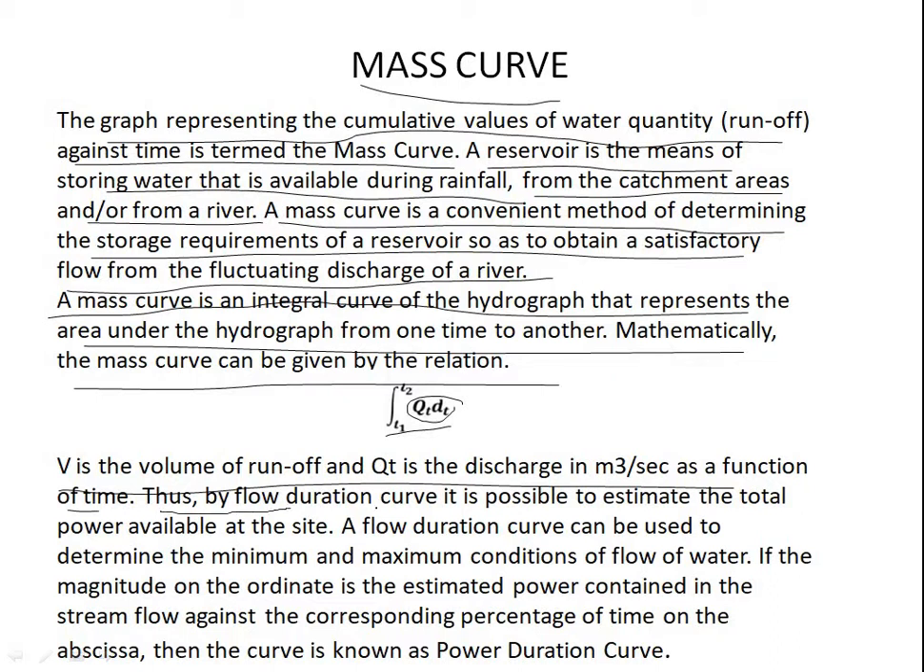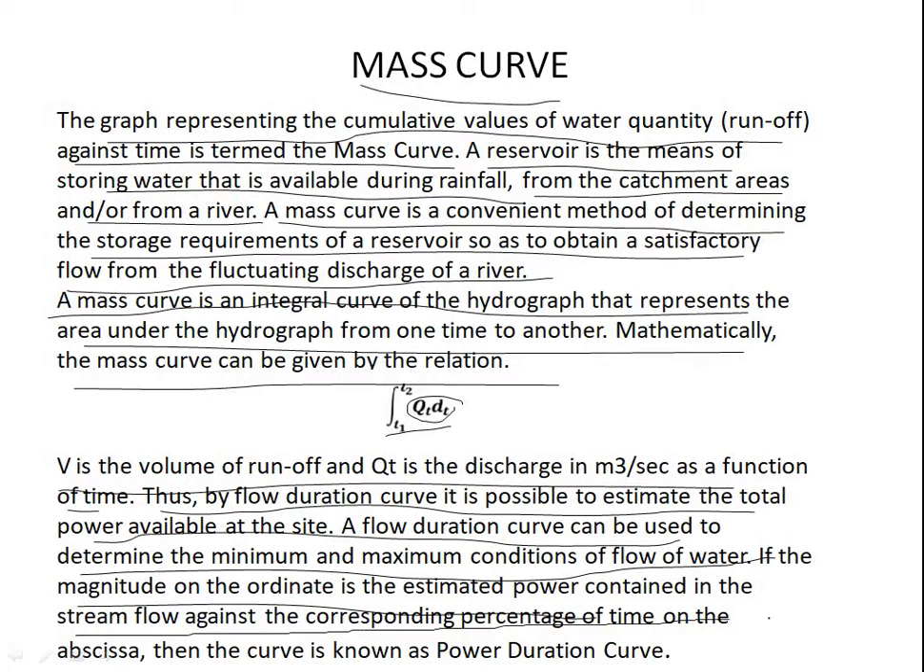Thus, by the flow duration curve it is possible to estimate the total power available at the site. A flow duration curve can be used to determine the minimum and maximum condition of flow of water. If the magnitude of the ordinate is estimated as power content in the stream flow against the corresponding percentage of time on the abscissa, then the curve is known as the power duration curve.